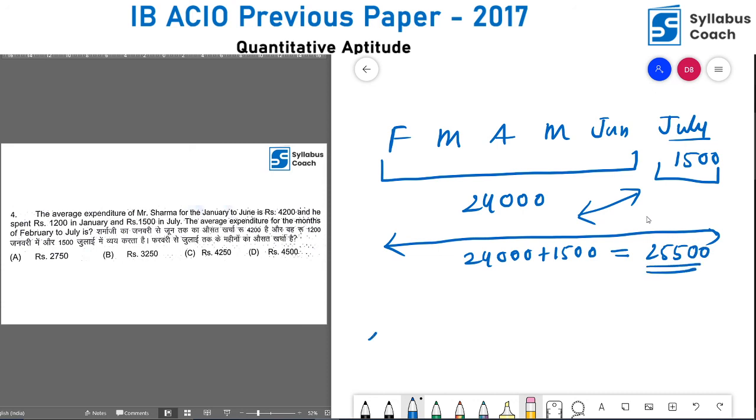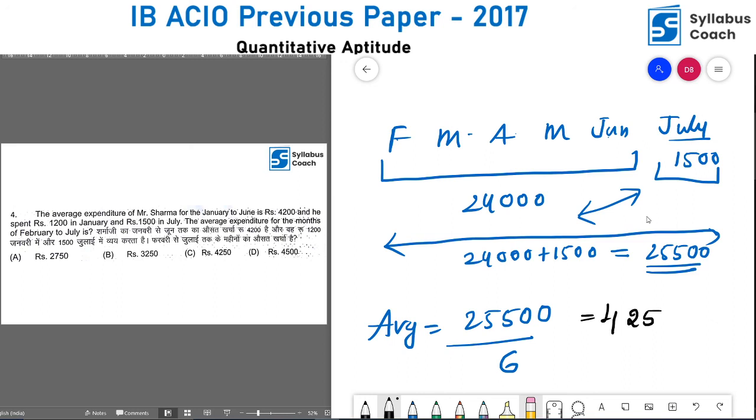Now, we need to find out this average. So this average is nothing but 25,500 divided by 6, right? 25,500 divided by 6 is going to be 4,250. Are you clear? That's amazing.